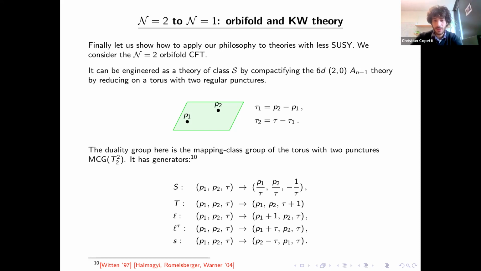And it has various generators. A subgroup is the SL(2,Z) of the torus. This acts on tau in the usual way, but also moves the punctures around. And then there are these three transformations which only act on the punctures. So L and L_tau essentially translate the puncture along one cycle or the other. Since we have two, if you translate both, it's like doing nothing. So there is just one generator. And then there is one which I call S, which exchanges the punctures.